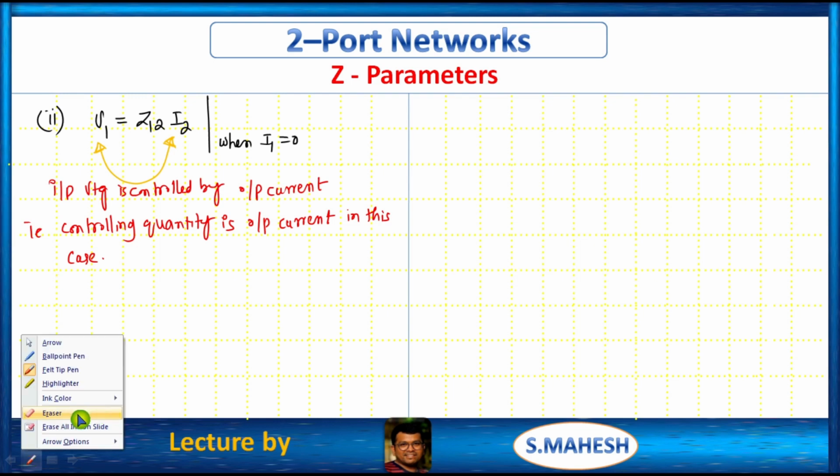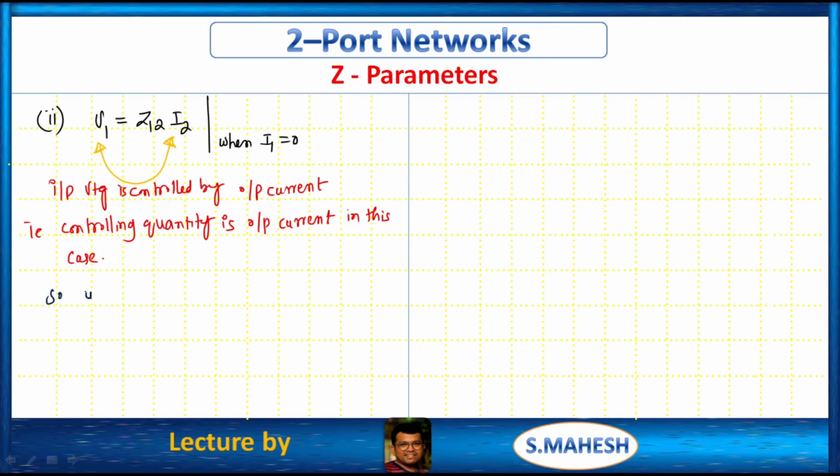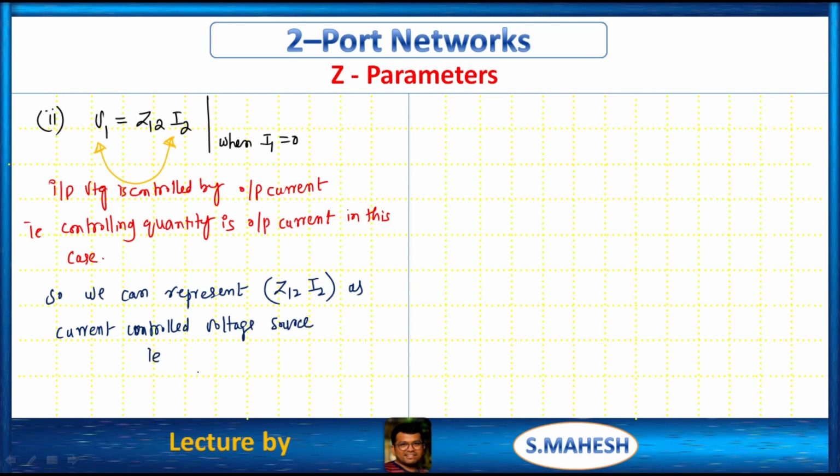So we can represent Z12 I2 as a current controlled voltage source. That is, V1 is equal to Z12 I2, right? This is the value of voltage. So in order to represent that voltage, this Z12 I2 can be treated as a current controlled voltage source. That is like this. Plus minus means voltage, right? This is Z12 I2. So like this we have to represent.